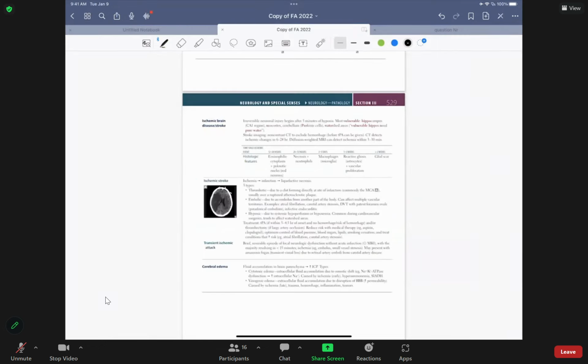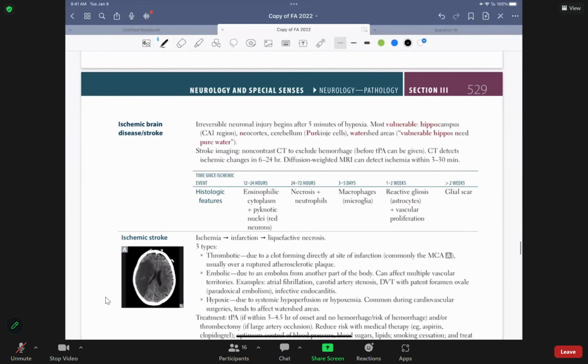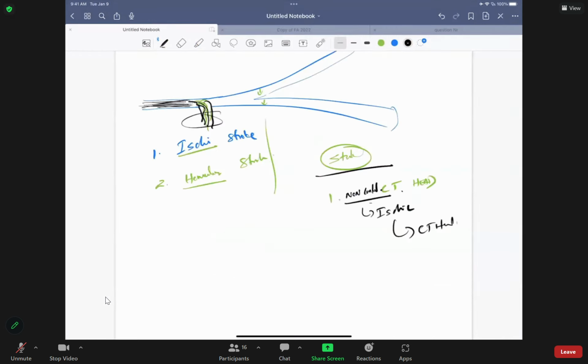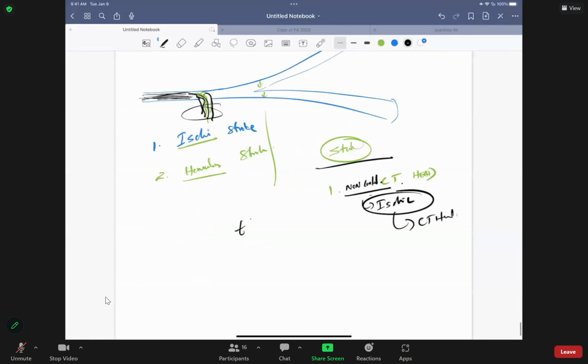Now, if you see the book, stroke imaging, what do you see? Non-contrast CT to exclude hemorrhage. Is that clear, folks? And you cannot also give TPA. Remember, folks, unless you do a non-contrast CT and confirm ischemic, you cannot give TPA.